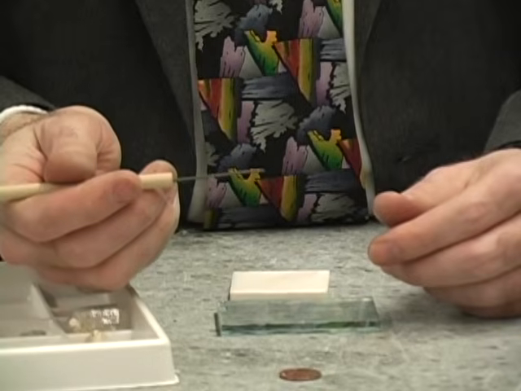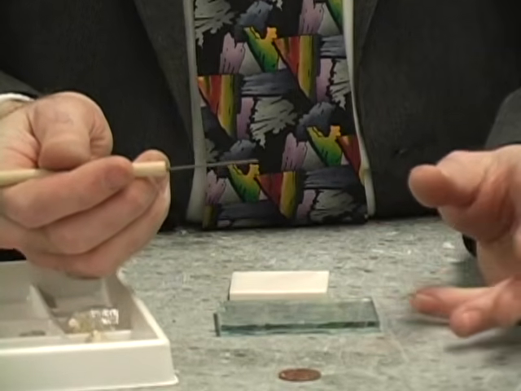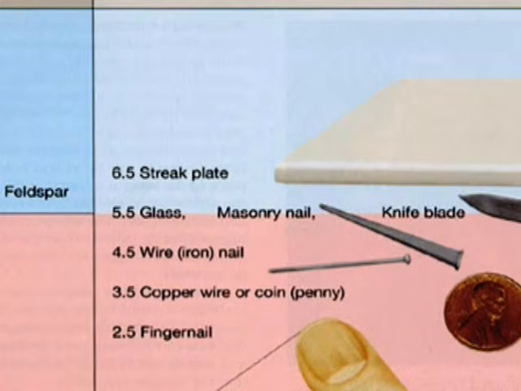Next down the list is a probe. This is a piece of metal in here, a wire. And you can see on here that that comes in at 4.5. So this again, harder than this would scratch it. It would scratch anything softer.